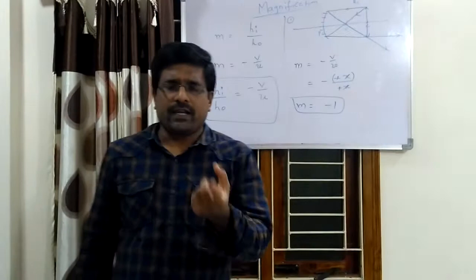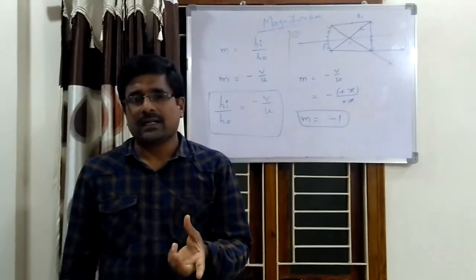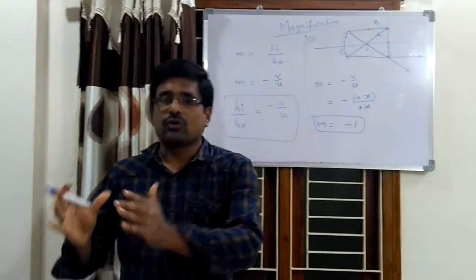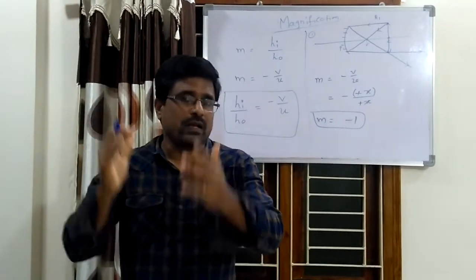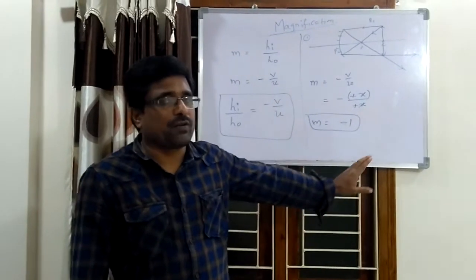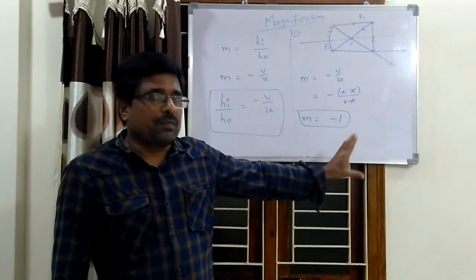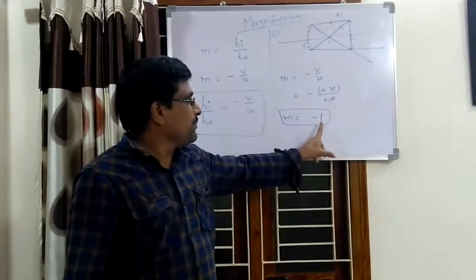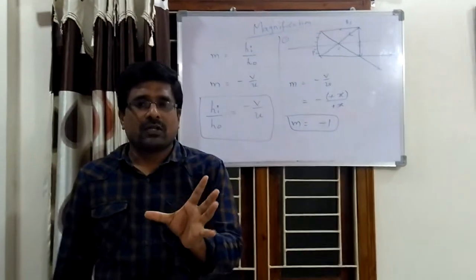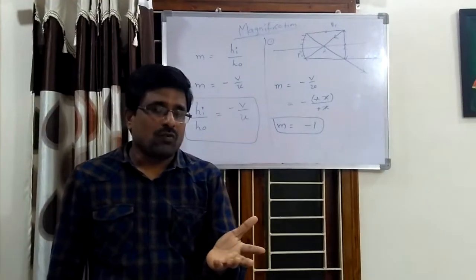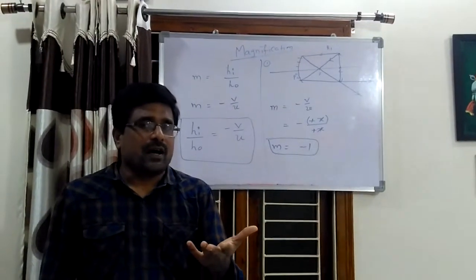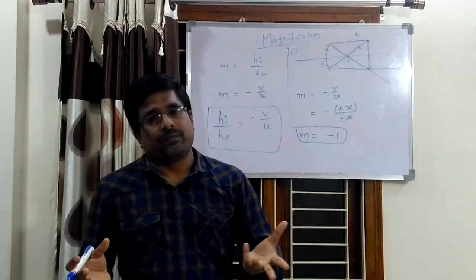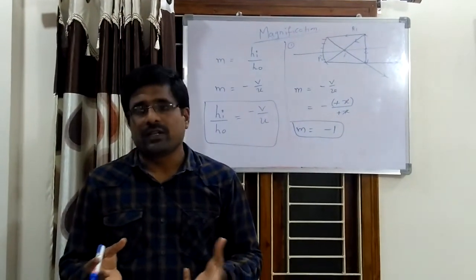That means if the magnification is 1, what does it mean? The image size and object size are both the same, both are equal. If the object size and image size are equal, then the magnification value is equal to 1. What if the magnification value is less than 1? What about the sizes of the object and image?